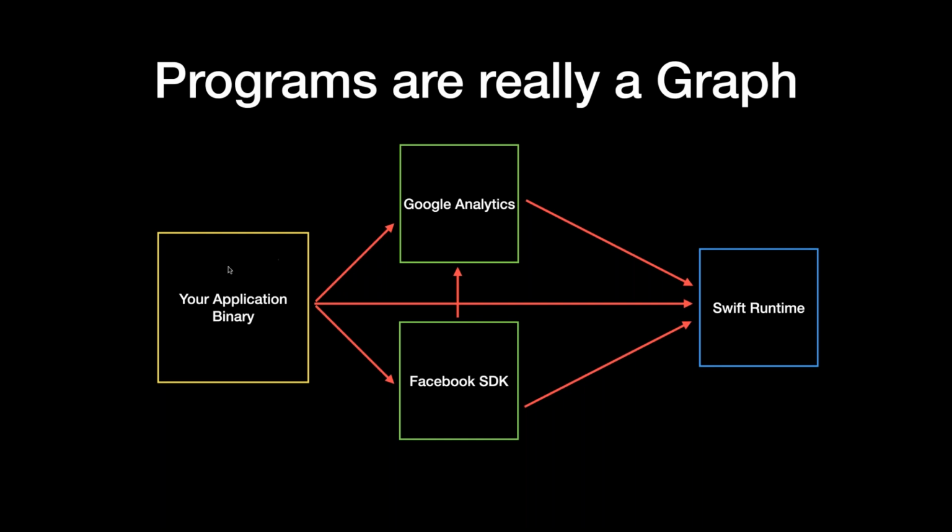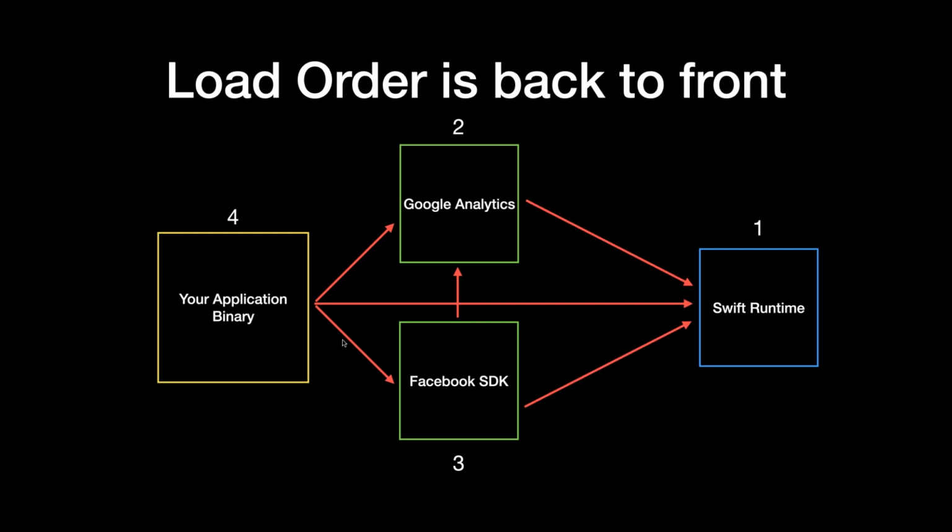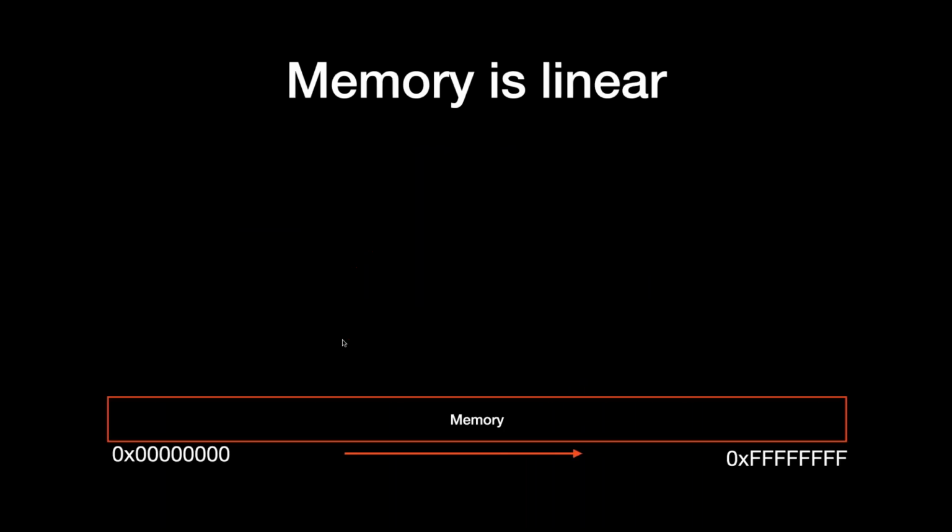So the graph of your program is a dependency graph, and we can solve that graph to figure out the load order. This is the order that we need to bring the modules into memory in order for your program to run. So if you think about it, how would you call a function in the Facebook SDK if you don't know where it is in memory? So it has to be in memory first. So in this example program, the load order would be the Swift runtime, then Google Analytics, then Facebook SDK, and finally your application binary.